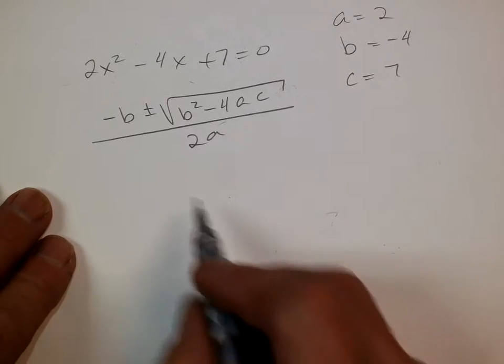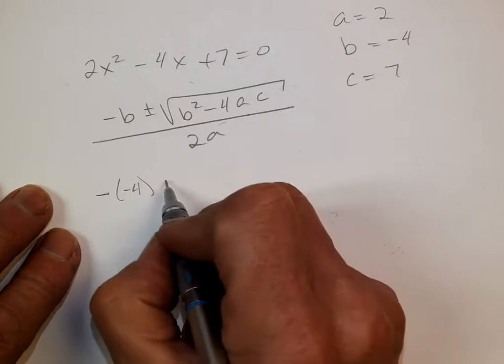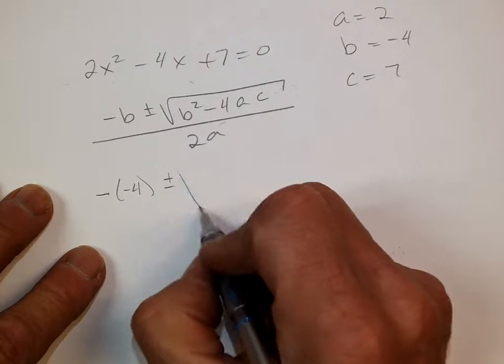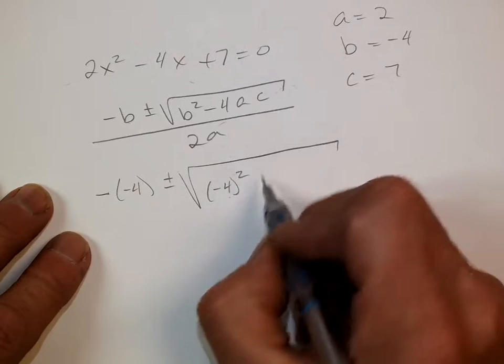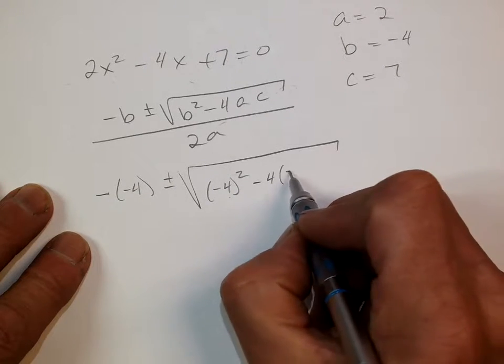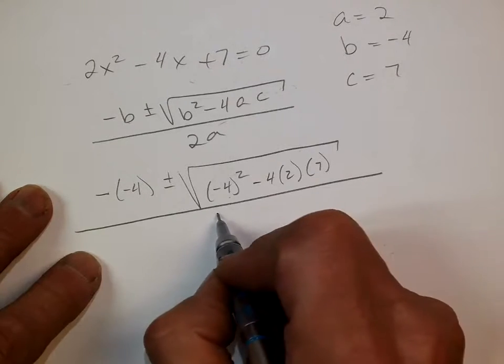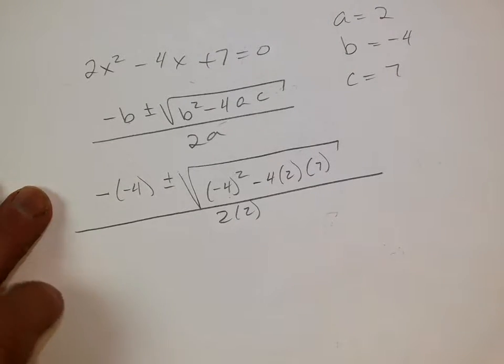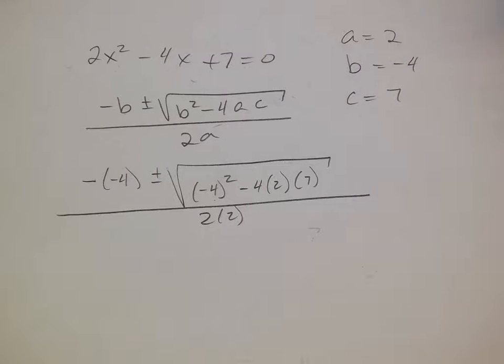Alright. I'm going to go ahead and do negative 4 plus or minus the square root of negative 4 squared minus 4 times 2 times 7, all over 2 times 2. And I'll back up and let you see what I've done, okay? There's my quadratic formula.